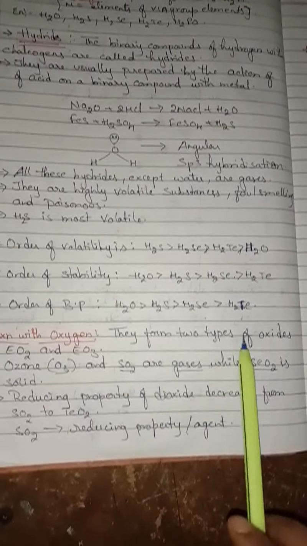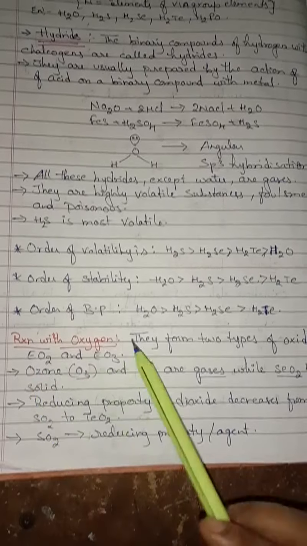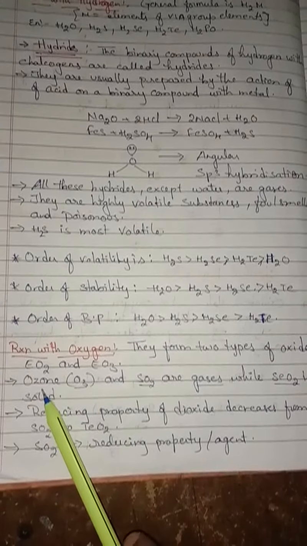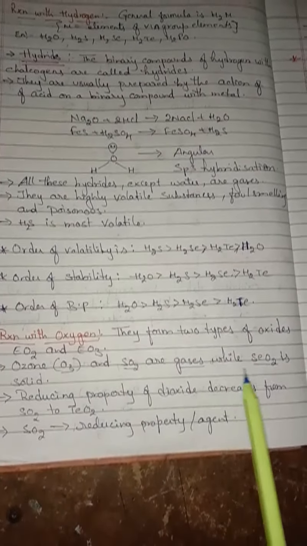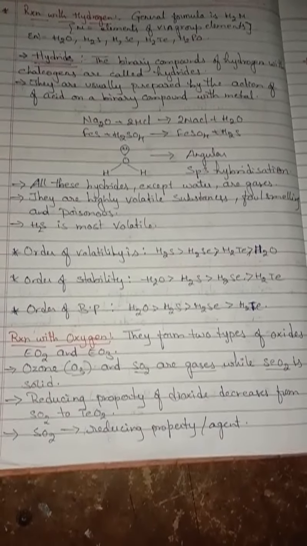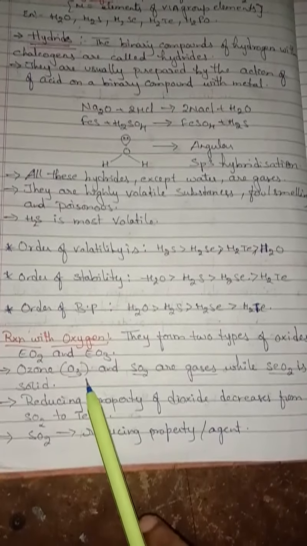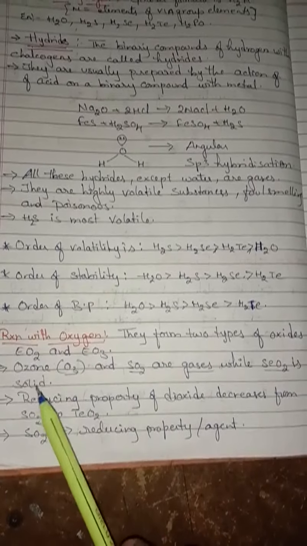Next we move into reaction with oxygen. They form two types of oxides, EO2 type and EO3 type, where E is the element of the 6A group. Ozone is the best example. O3 and SO2 are gases, while SeO2 is a solid. When three atoms of oxygen combine with each other, they form ozone. So ozone is a gas, and SO2, sulfur dioxide, is also a gas, whereas SeO2, selenium dioxide, is a solid.